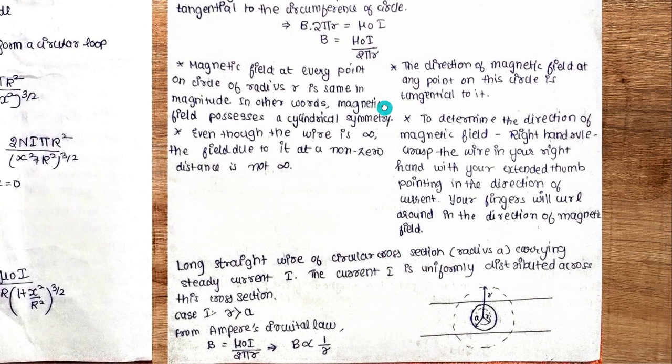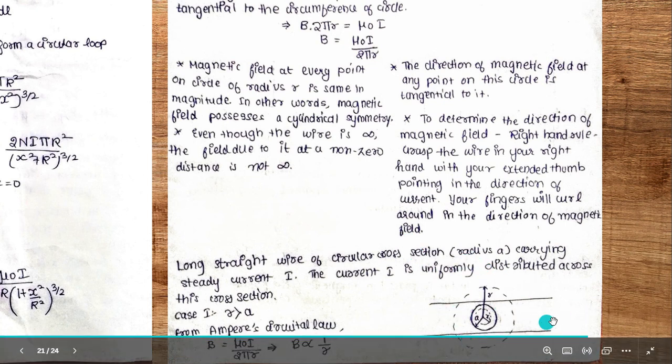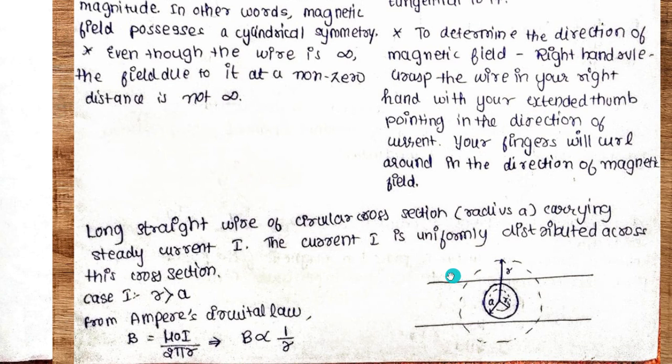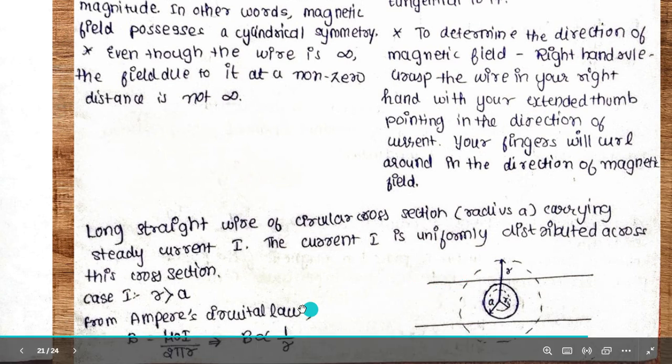Now coming to a long straight wire of circular cross section. This is a long straight wire of circular cross section with radius a carrying a steady current I, and the current I is uniformly distributed across this section. Now let's take the first case, that is, r is greater than a. What is a? a is the radius of this circle, a circle inserted inside that wire.